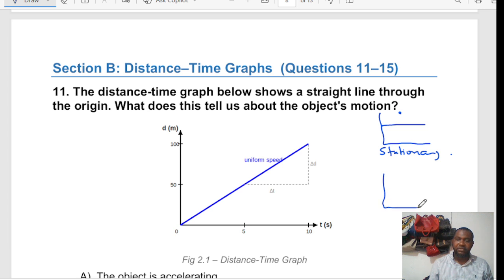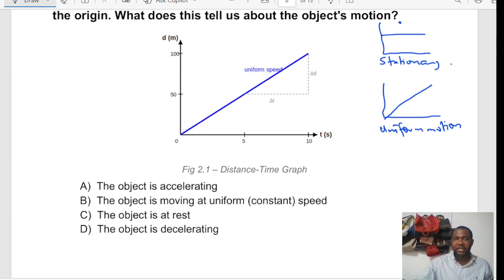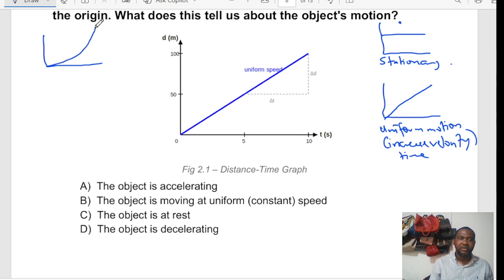Now if you see a straight line from the origin this way, it means that the object has uniform motion. With this uniform motion, we can say that the velocity is increasing with time. But if it is a non-uniform motion, it is going to look like this. This is velocity increase too, but the motion in this case is non-uniform.